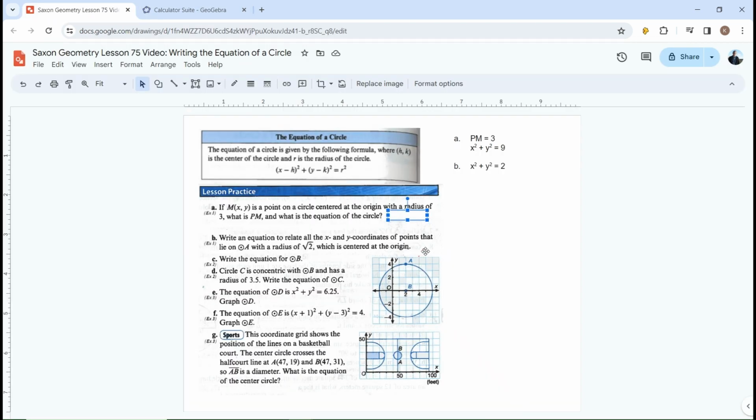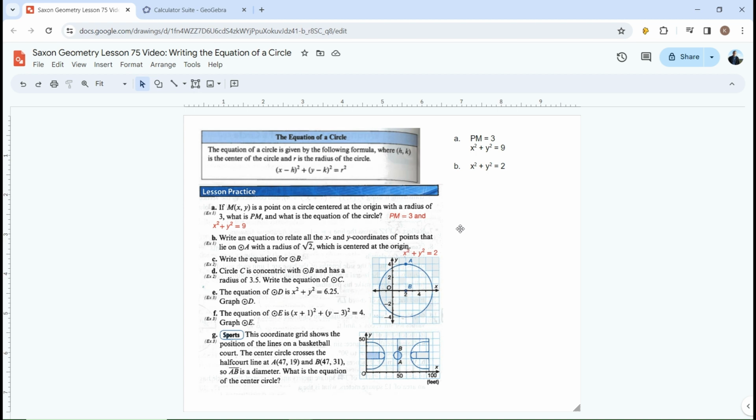All right, let's just check our answers so far. So for this one, x squared plus y squared equals 2. The square root of 2 times the square root of 2 is 2. In the previous one, PM equals 3 and x squared plus y squared equals 9. So we're doing this exactly right. Let's go on to letter C.